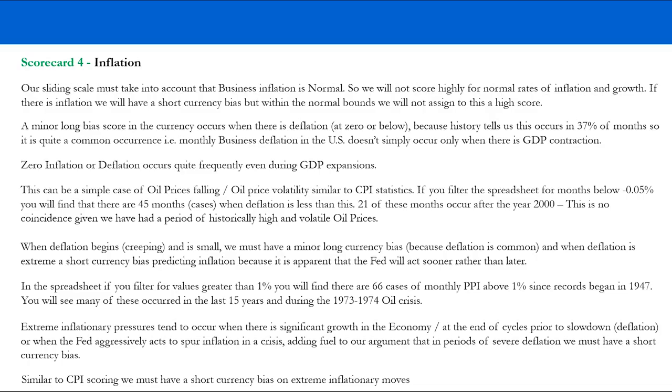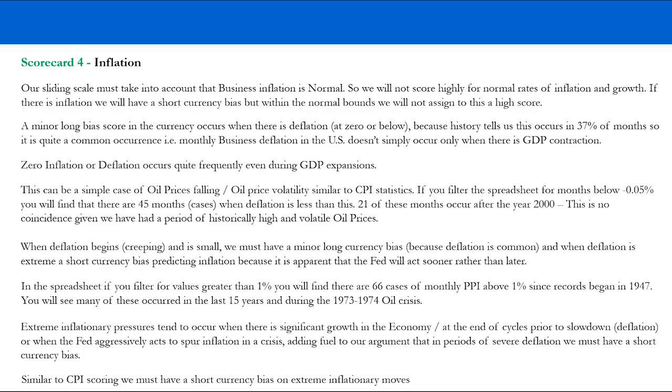And if we go into the positive values, so let's go into the positive area of our potential scorecard. In the spreadsheet, if you filter for values greater than 1%, what you're going to find is 66 cases of monthly PPI above 1% since the records began. And you're going to see that many of these occurred in the last 15 years and during the 1973 to 1974 oil crisis.